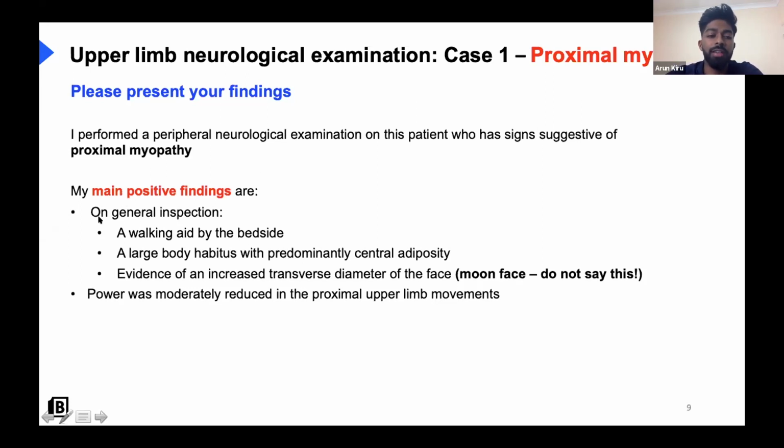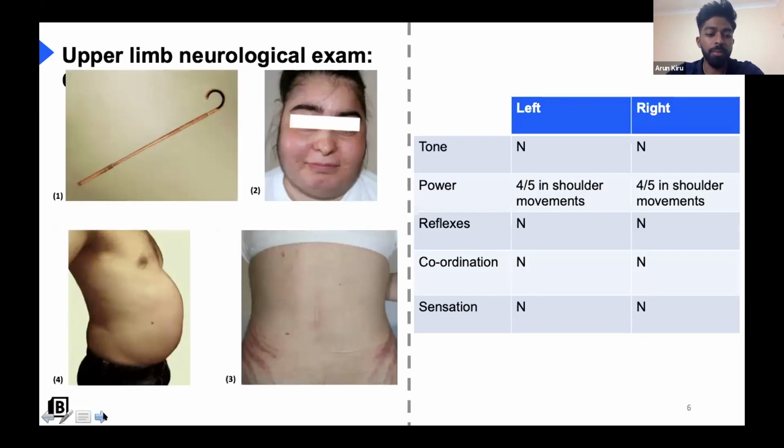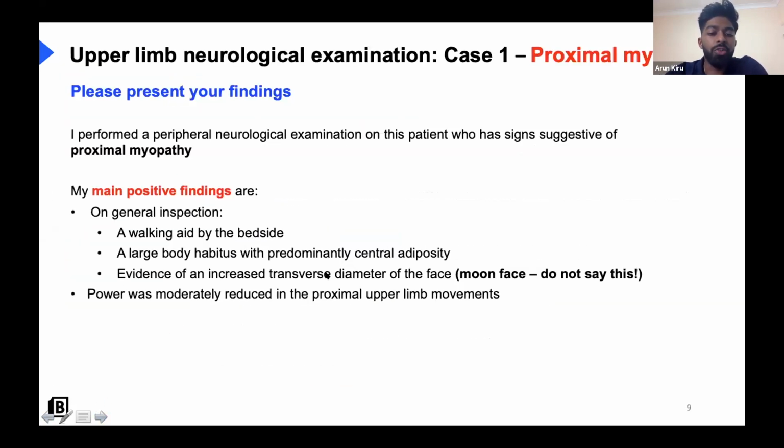So my main positive findings are on general inspection, very important. Never leave the general inspection out. I can see the walking aid, a large body habitus with predominantly central adiposity. So that just means the fat is predominantly in the abdomen area, and you can see that from this picture over here. And then evidence of an increased transverse diameter of the face. This is commonly called a moon facies in textbooks, but with a patient there, it's really, really bad to say that. So this is the okay way of saying evidence of an increased transverse diameter of the face, and your examiner will know exactly what you're talking about there.